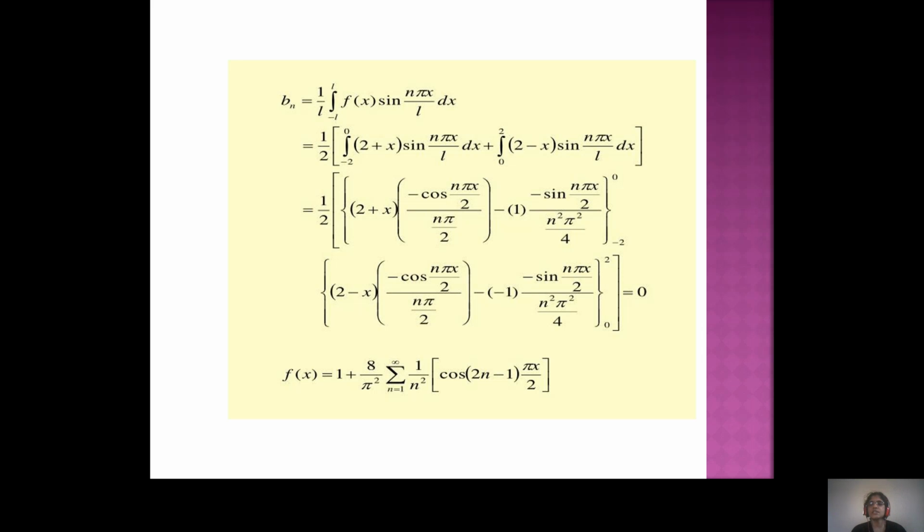So in this class we discussed what the Fourier transforms are, what the different properties of the Fourier transforms are, and some of the problems related to the Fourier series. Thank you.